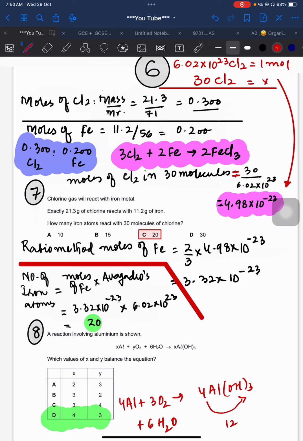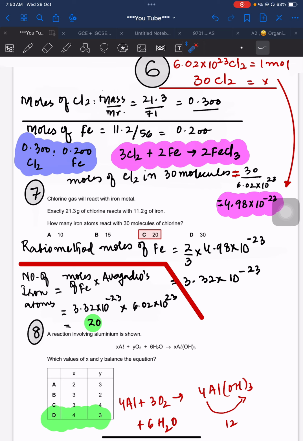So according to this mole ratio and this implementation, we have reached what the moles for Fe will be, which is the ratio 2 divided by 3, because we are going to calculate the moles for Fe. So it is 2 divided by 3 times these moles which we have calculated for chlorine. When we have calculated that, it is equal to 3.32 times 10 raised to power 23. Now we are going to multiply these moles of Fe with Avogadro's number, and as a result, we are going to calculate the number of atoms of iron which are going to react with these chlorine molecules.